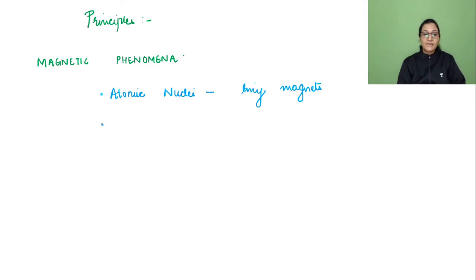First of all, the atomic nuclei itself works as a tiny magnet. Second is the external field. An external magnetic field will be applied to align or to oppose the normal magnetic field of the atomic nuclei, that is, the tiny magnets which are present in the molecule itself. This will actually align or oppose the tiny magnets.